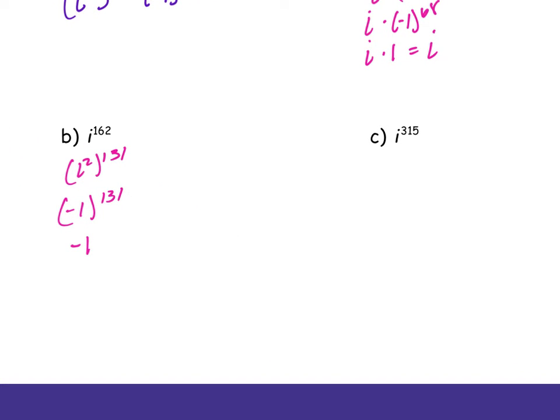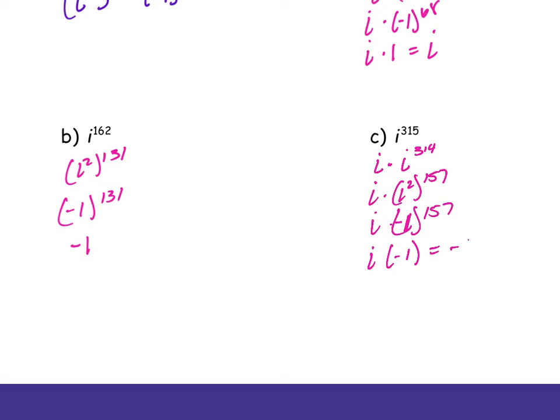And then the last one's an odd one, so I'm going to pull an i out front. And then I have i to the 314th, which is i times i squared to the 157th. So that's i times negative 1 to the 157th. And since that's odd, that's i times negative 1, or negative i.